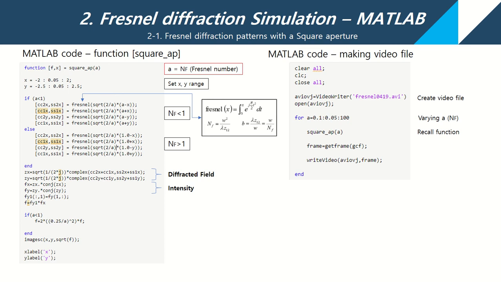If the Fresnel number is lower than 1, the intensity f needs additional computation. Finally, the MATLAB function makes images of square root f at the xy plane. To make a video of patterns, I varied the Fresnel numbers so that we can see the diffraction patterns depending on the distance from the aperture plane.